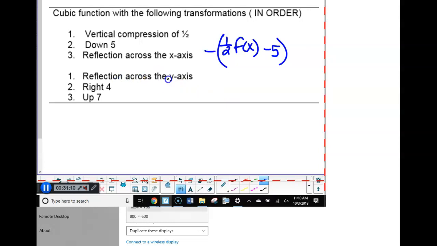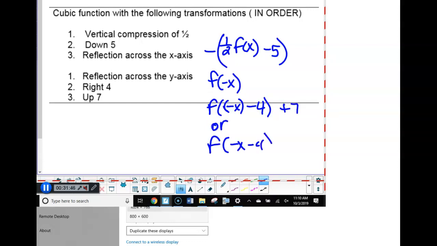Okay, this one says reflect across the y-axis, which is changing x values, so it goes where? Inside. Then it says right 4. Some of you would want to do an extra parenthesis. And then right 4 would be minus 4. You actually don't need the extra parenthesis in there, but it would be fine if you did that. Right 4 is minus 4 and then up 7. All right, questions?